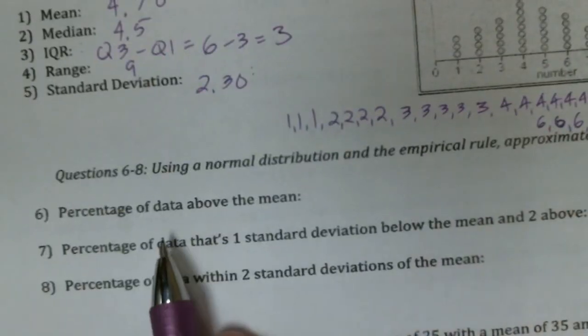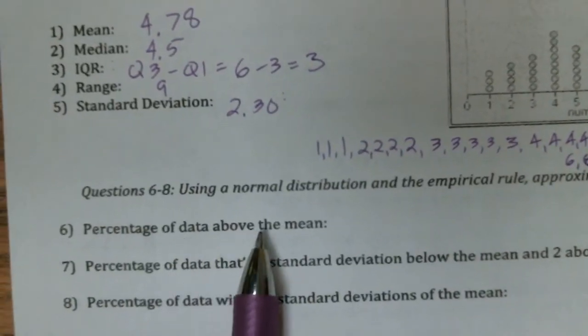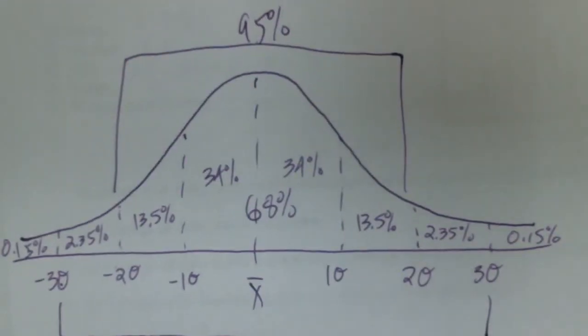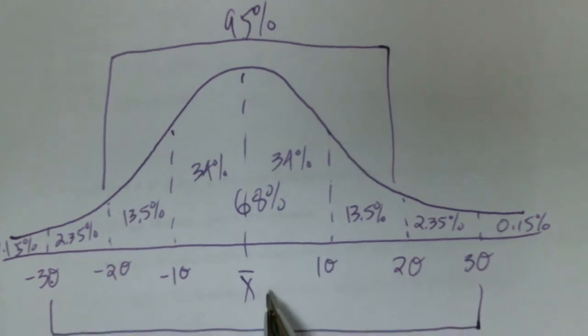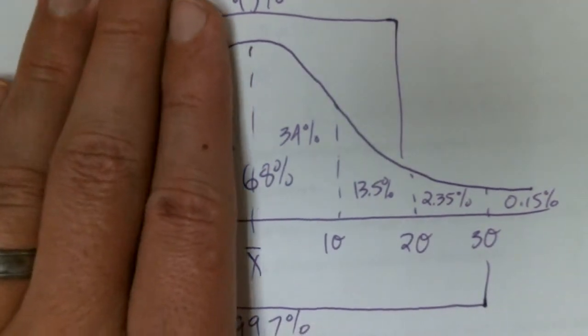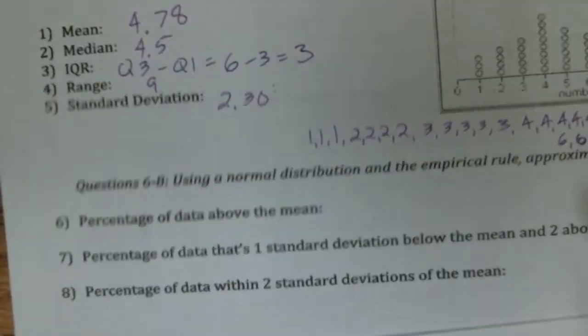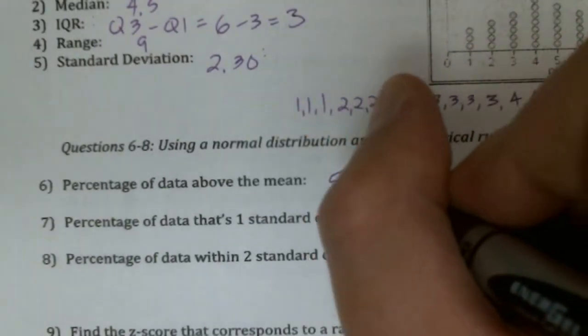Okay, so this first question is asking what percentage of the data is above the mean. Above, below, really that means left and right. What percentage of the data is higher than the x bar? Okay, that's this part of the chart. This upper 50% is higher or greater than the mean. So that's just 50% of the data.